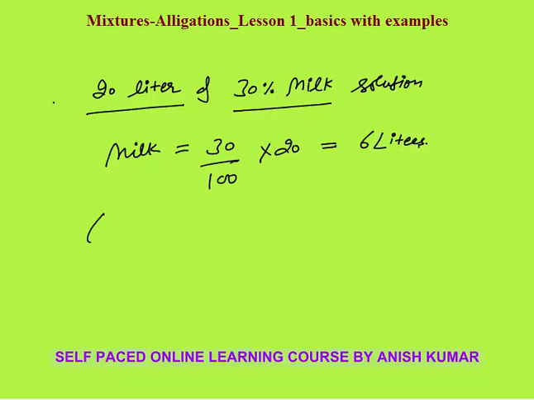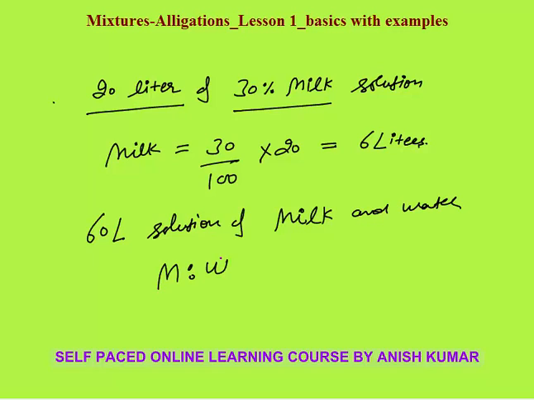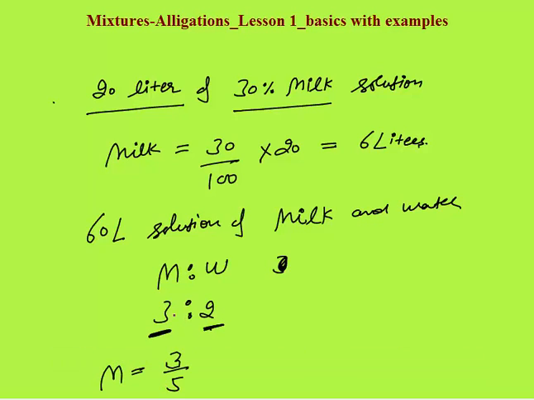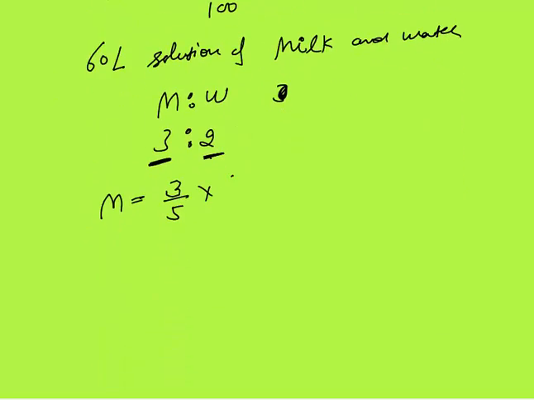Another example could be, let's say, a 60 liter solution of milk and water. Given that the ratio of milk and water is 3:2, how much milk and how much water will be there? Can I say milk is 3 parts and water is 2 parts. So milk would be 3 by 5 because milk is 3 parts out of a total of 5 parts. So 3 by 5 of 60 liters becomes 36 liters.